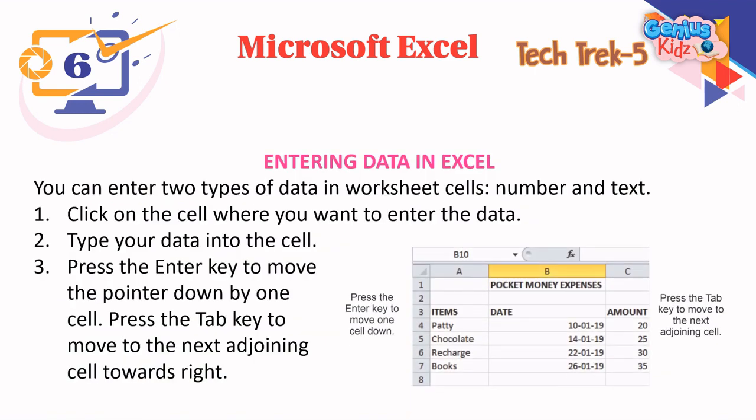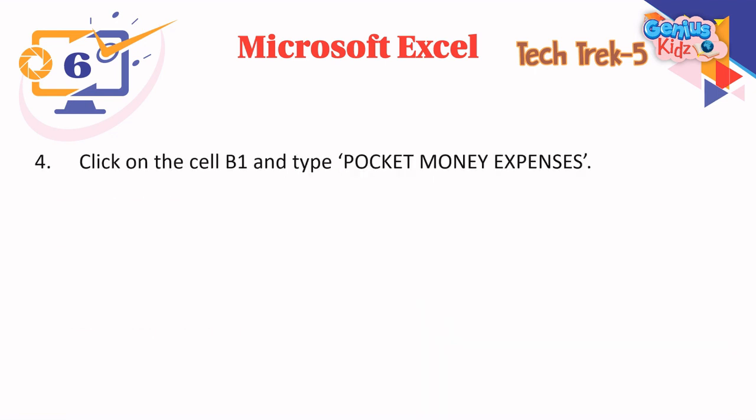Entering data in Excel. You can enter 2 types of data in worksheet cells, number and text. 1. Click on the cell where you want to enter the data. 2. Type your data into the cell. 3. Press the Enter key to move the pointer down by 1 cell. Press the Tab key to move to the next adjoining cell towards right. 4. Click on the cell B1 and type Pocket Money Expenses. 5. Press the Enter key.